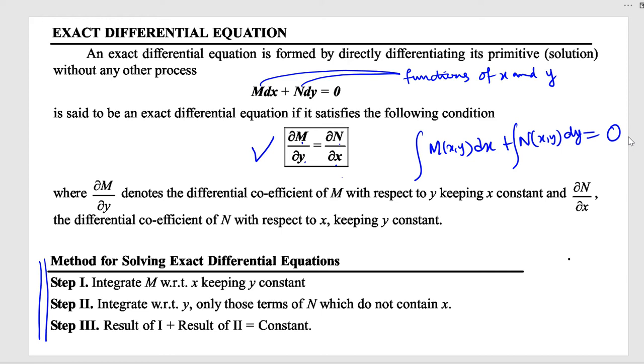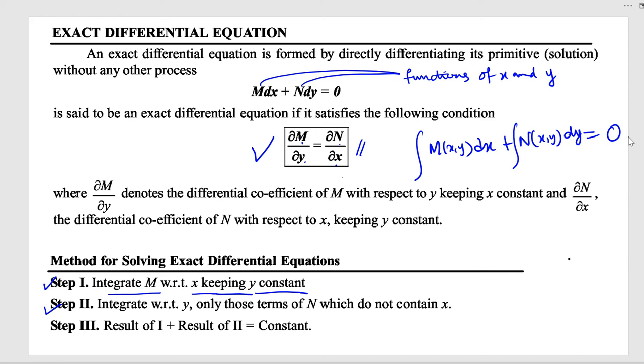Okay. Now for this exact differential equation, our solution method is to find out in this way. So step 1, integrate M with respect to x, keeping y as a constant. Remember, it is not a generalized method. It is only applicable for exact differential equations.